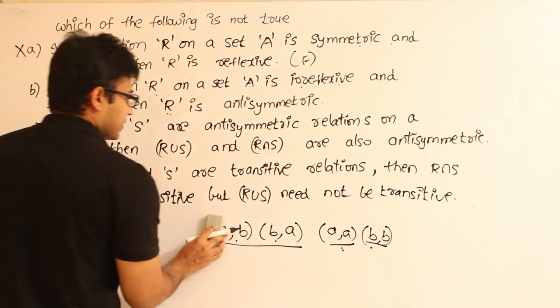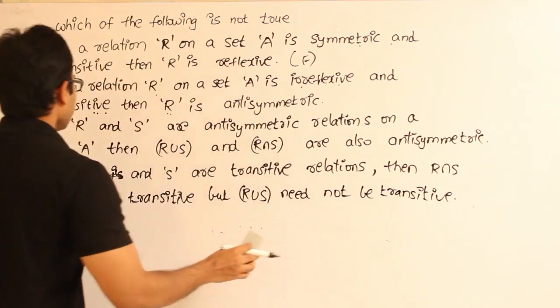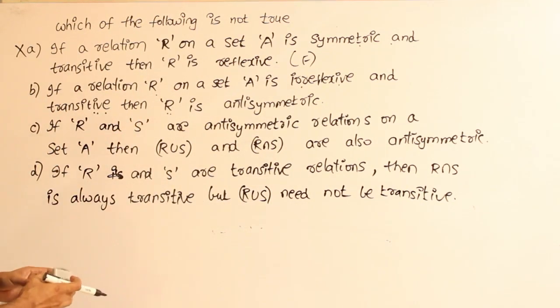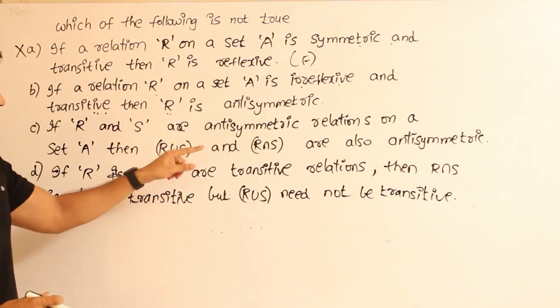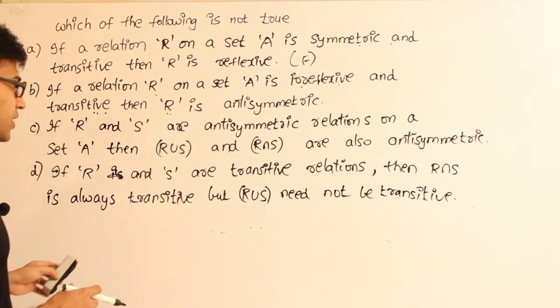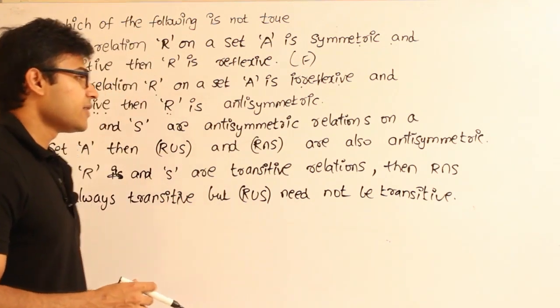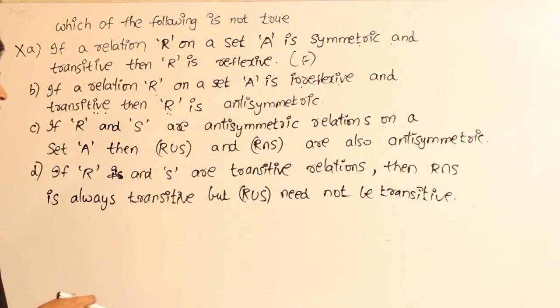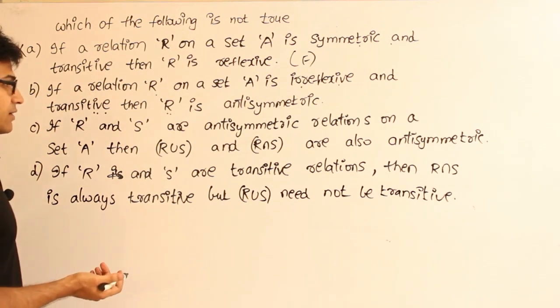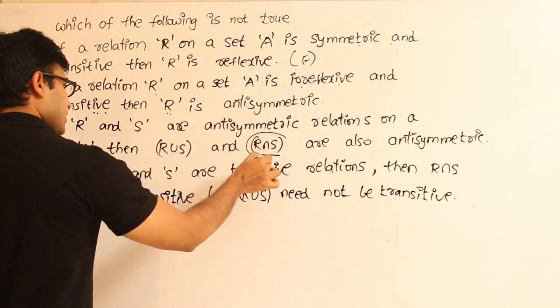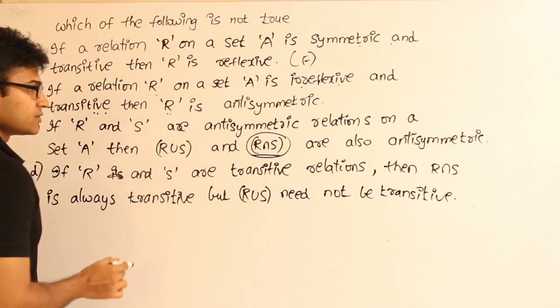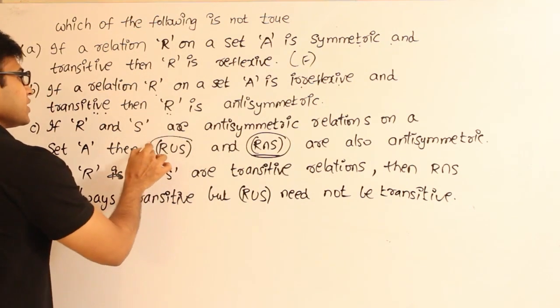Okay, next one is, if capital R and capital S are antisymmetric on a set capital A, then R union S and R intersection S are also antisymmetric, which means they are asking about the properties of antisymmetric relations. We have already seen it. Now if you have antisymmetric relations, we know that antisymmetric relations are closed under intersection. Therefore R intersection S is antisymmetric, it is fine, but then it is not closed under union.